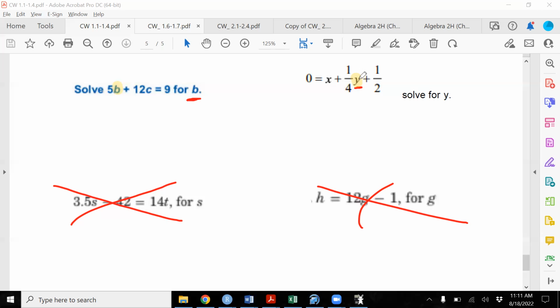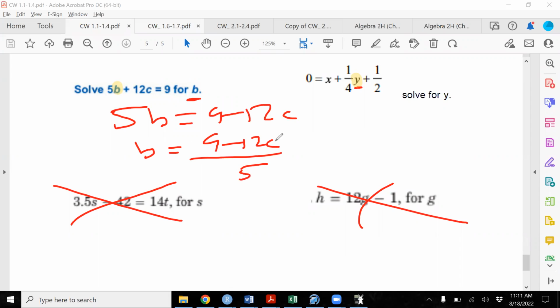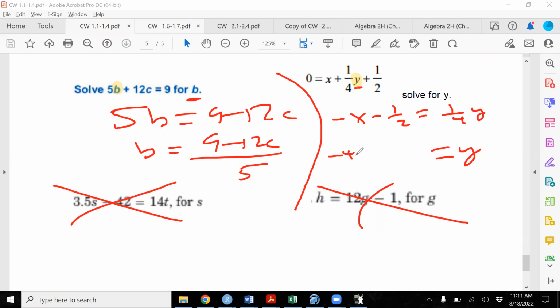All right. Hold on a second. Don't get too comfortable yet. All right, so really quickly, you can subtract 12C and then divide by 5. Or for this one, we can move the x and a half to the other side, and then multiply both sides by 4. There you go.